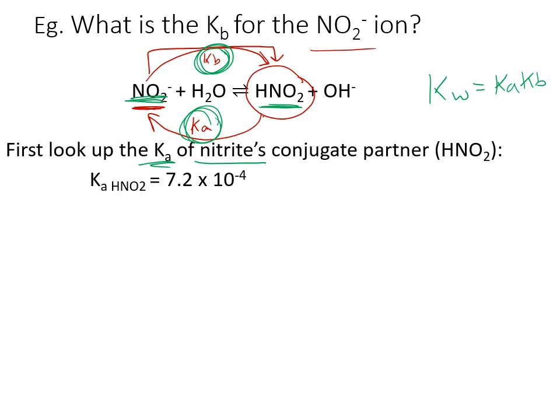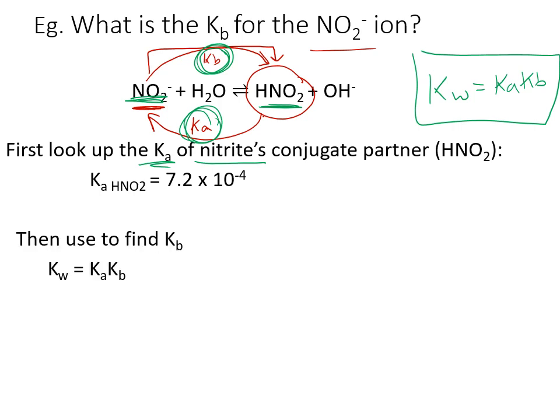There could be Kas and Kbs. Often, though, you're going to find the Ka much more easily than a Kb, but we've got a very quick equation that will run you through to the Kb. So the Ka of this nitrous acid, HNO2, is 7.2 times 10 to the negative 4, and we can plug that into our expression here.